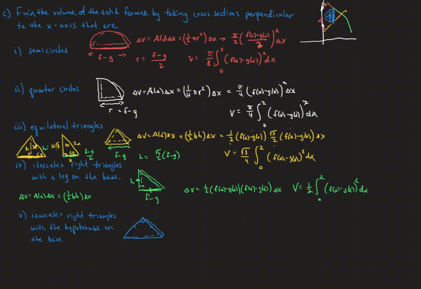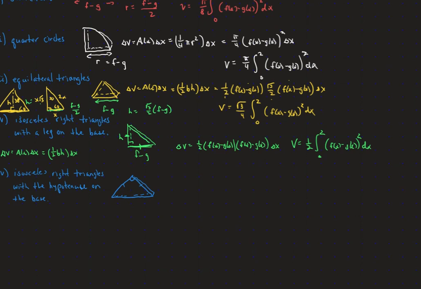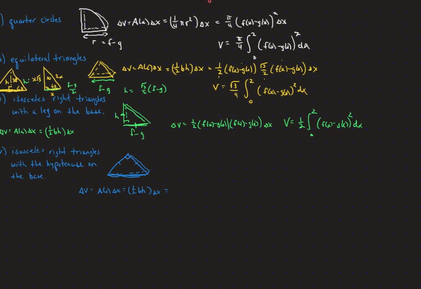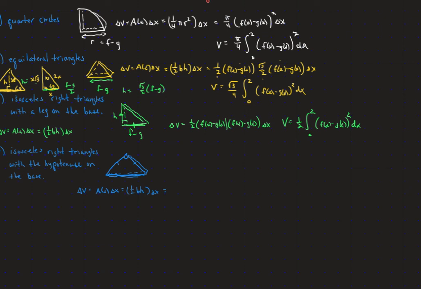So once again, I'm going to slide up a little bit. Our delta volume is going to be the area of the cross-sectional piece times delta x. That, because it's a triangle, is again going to be 1/2 base times height. In our case now, the base right here, that is that distance right here, which is our f of x minus g of x. So that is our f minus g.